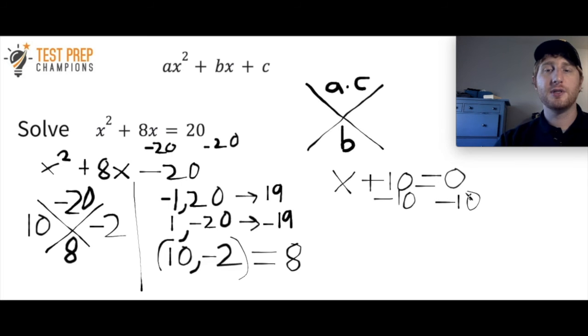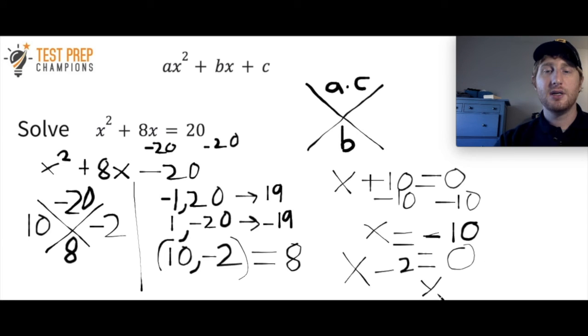I'm kind of flying through this just because we've gone over this several times. And if you're having trouble with this, don't worry. I'm just moving a little faster for the sake of time. So one solution would be x equals negative 10. And now we've got x minus 2 equals 0. And if you solve this out, you'll see that x equals positive 2. So our two solutions are x equals negative 10 and x equals 2.